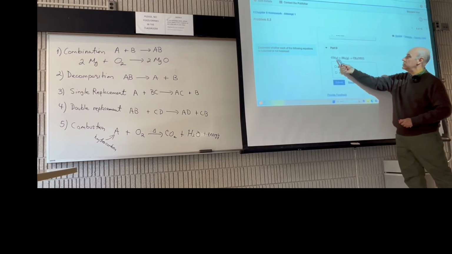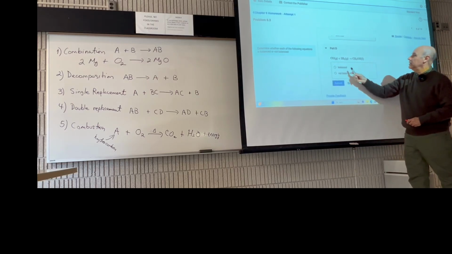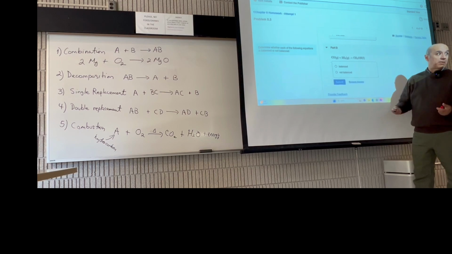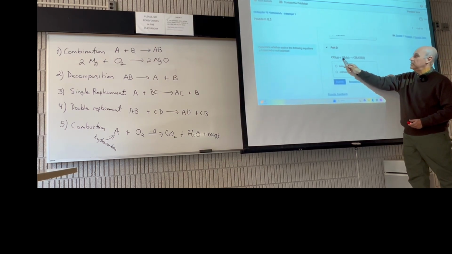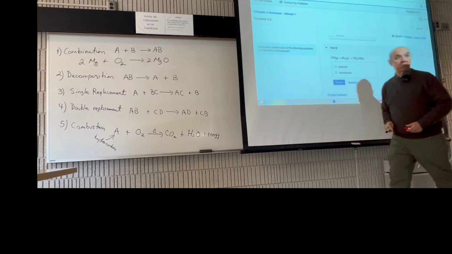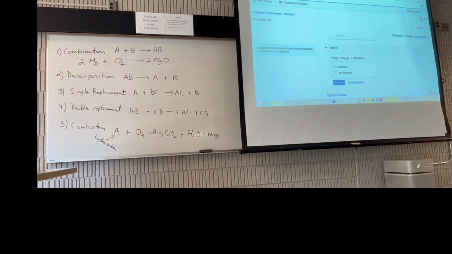How many oxygens on the left? There's only 1 there. How many oxygens on the right? Only 1. So that's balanced. How many hydrogens on the left, on the reactant? 2 times 2, 4. How many on the product side? 3 plus 1, 4. So that's balanced, right? Okay.